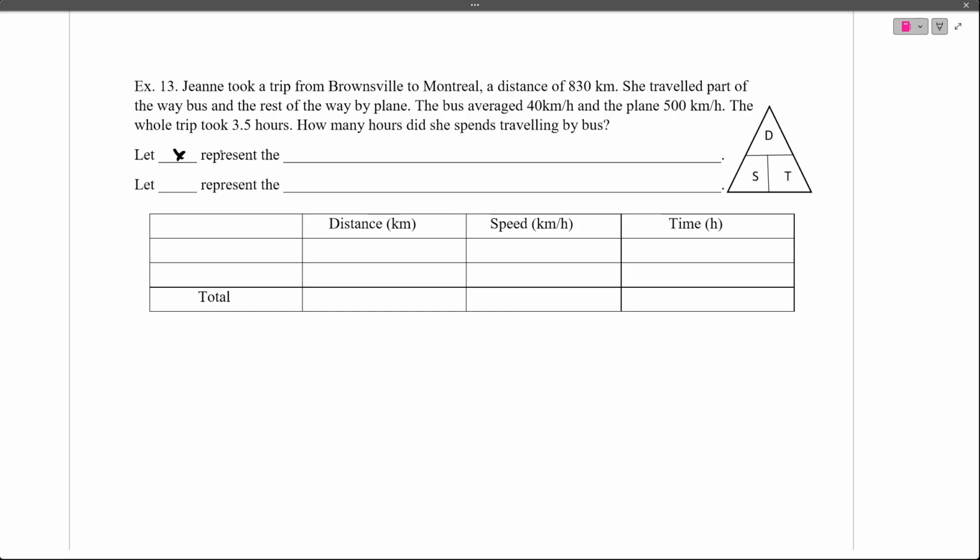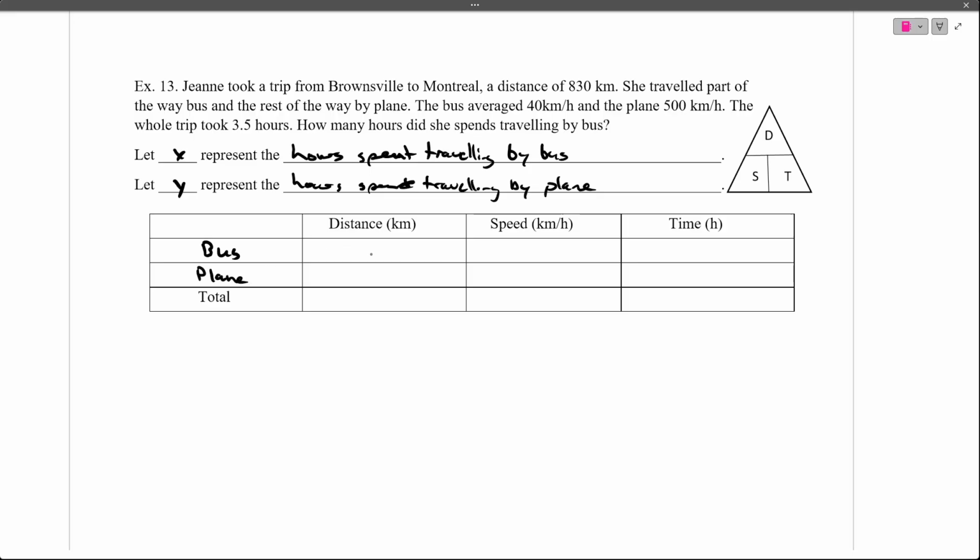So let x, which is what we're actually looking for, represent the hours spent traveling by bus. Which means y is going to be the hours spent traveling by plane. All right, so let's label our rows. This is the bus traveling and this is the plane traveling.